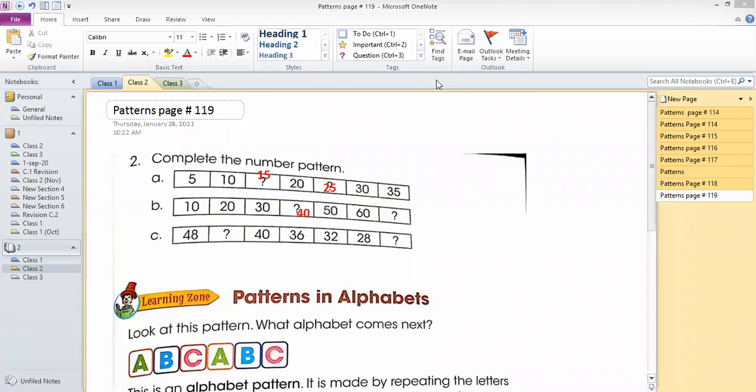Let me take one more student. Zed. Can you hear me, Zed? Zed, can you hear me? Open your mic, please. Zed. Can you hear me, Zed? Okay, he's not answering. Muhammad. I will take him. Muhammad, can you hear me? Open your mic, please.